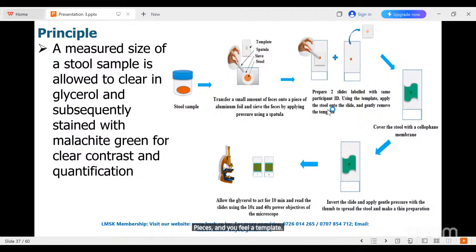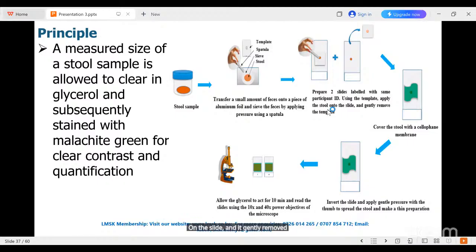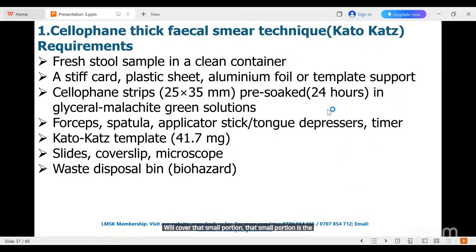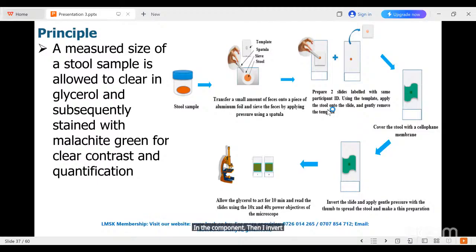So you prepare two slides. You can prepare two slides with the same participant ID using a template, apply the stool onto the slide, and gently remove the template. When you remove the template, you cover that small portion, which is equivalent to 41.7 milligrams. You cover it using a cellophane that was pre-soaked in glycerol malachite green. Then invert the slide and put some pressure so that the stool spreads and makes a thin preparation.